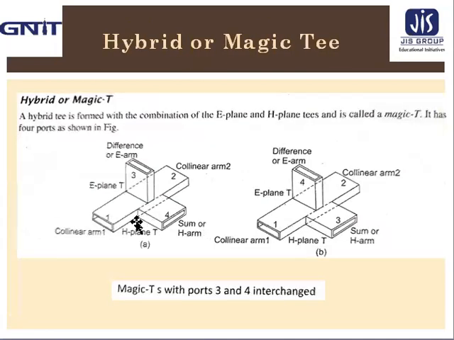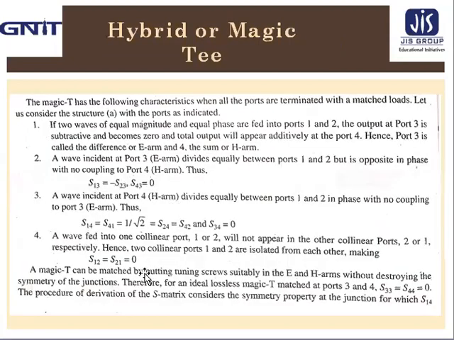And next, if a wave is fed into one collinear port, either 1 or 2, it will not appear in the other collinear port, that is port 2 or port 1. Hence the two collinear ports, that is 1 and 2, are isolated from each other, and that will be S12 equal to S21 equal to 0.